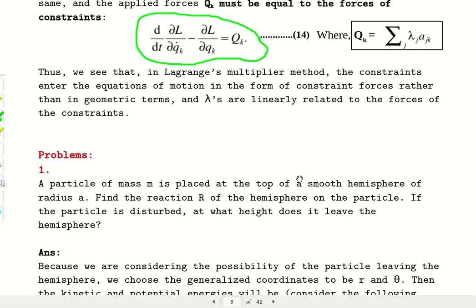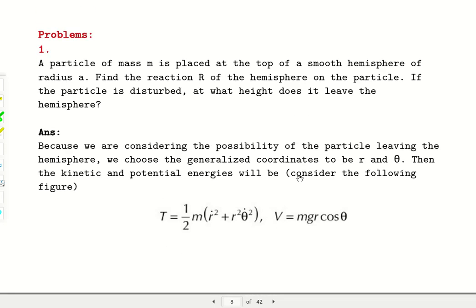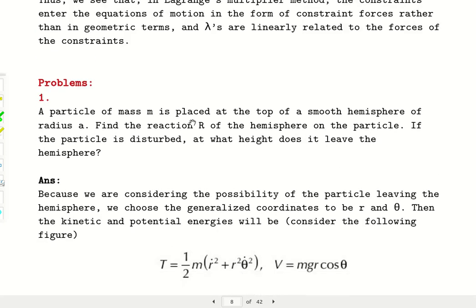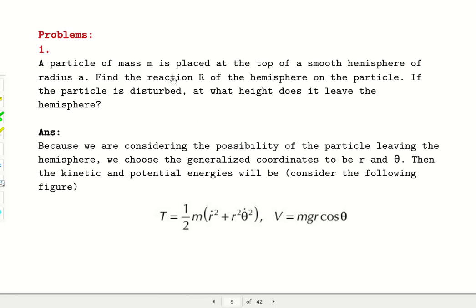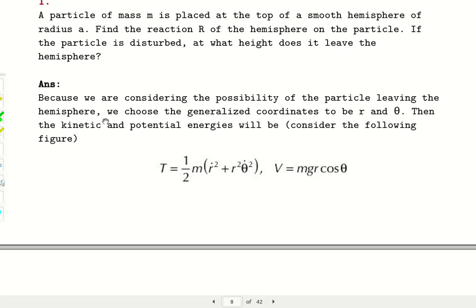Now let us take a first example where the problem tells us that a particle is placed on top of a smooth hemisphere of radius a. Find the reaction. So reaction is a kind of constraint force. You can't solve it like you did in the previous class. So this method of Lagrange's undetermined multipliers is to be used here to find the normal reaction. And if the particle is disturbed, at what height will it leave the hemisphere? It will be found later on.